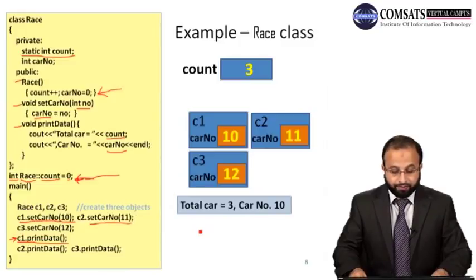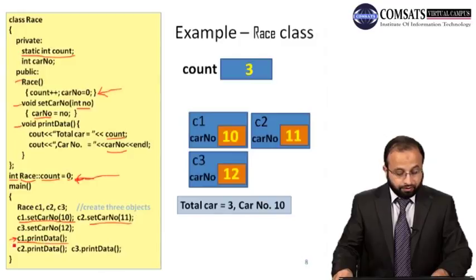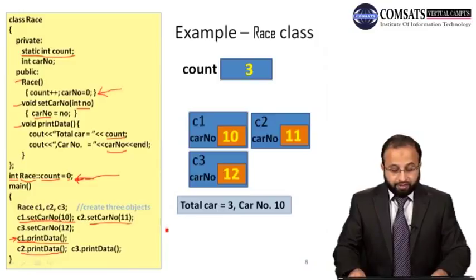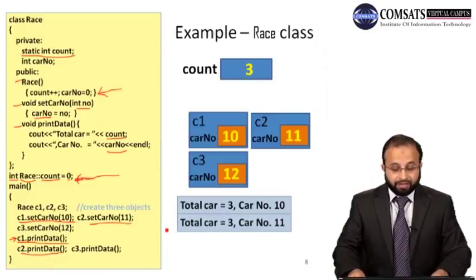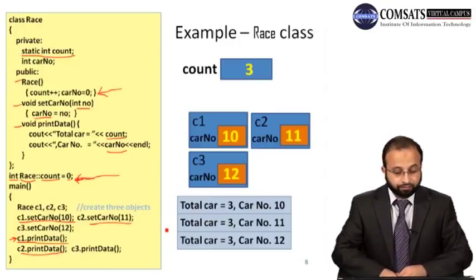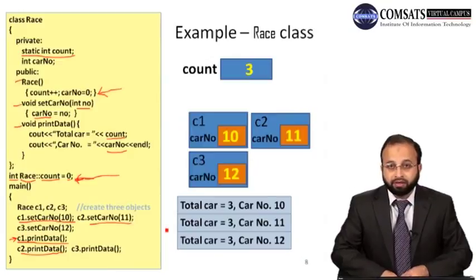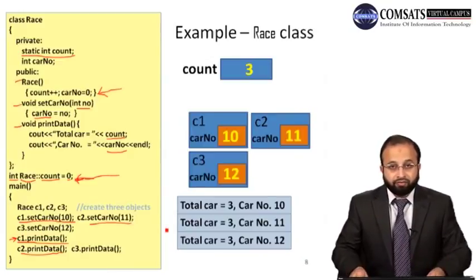10, right? The print data function is executed with object C2. Then it displays the message total car 3, car number is 11. Then this function is executed with C3. It displays the message total car 3 and car number is 12. Right? So a static data member is a kind of global data member for all the objects of that particular class. Each object of that class can access that data member. It means that it can modify, or read, or write a new value to that variable.